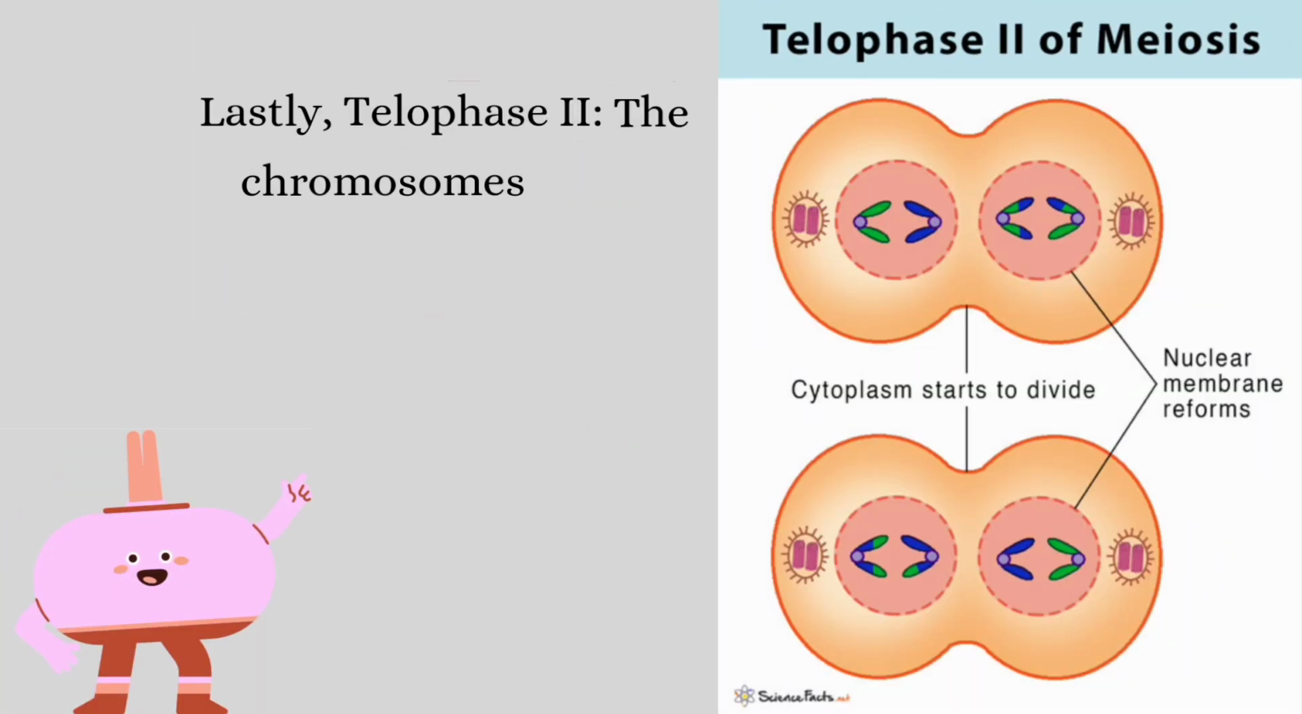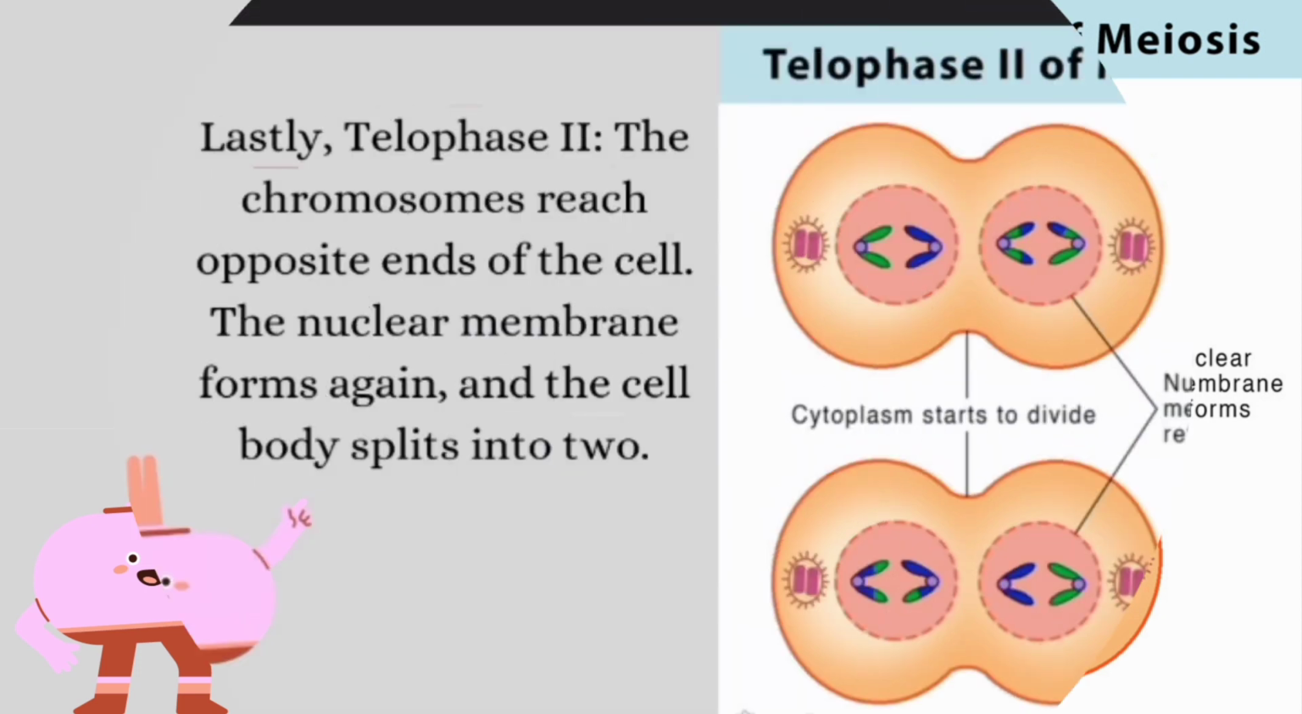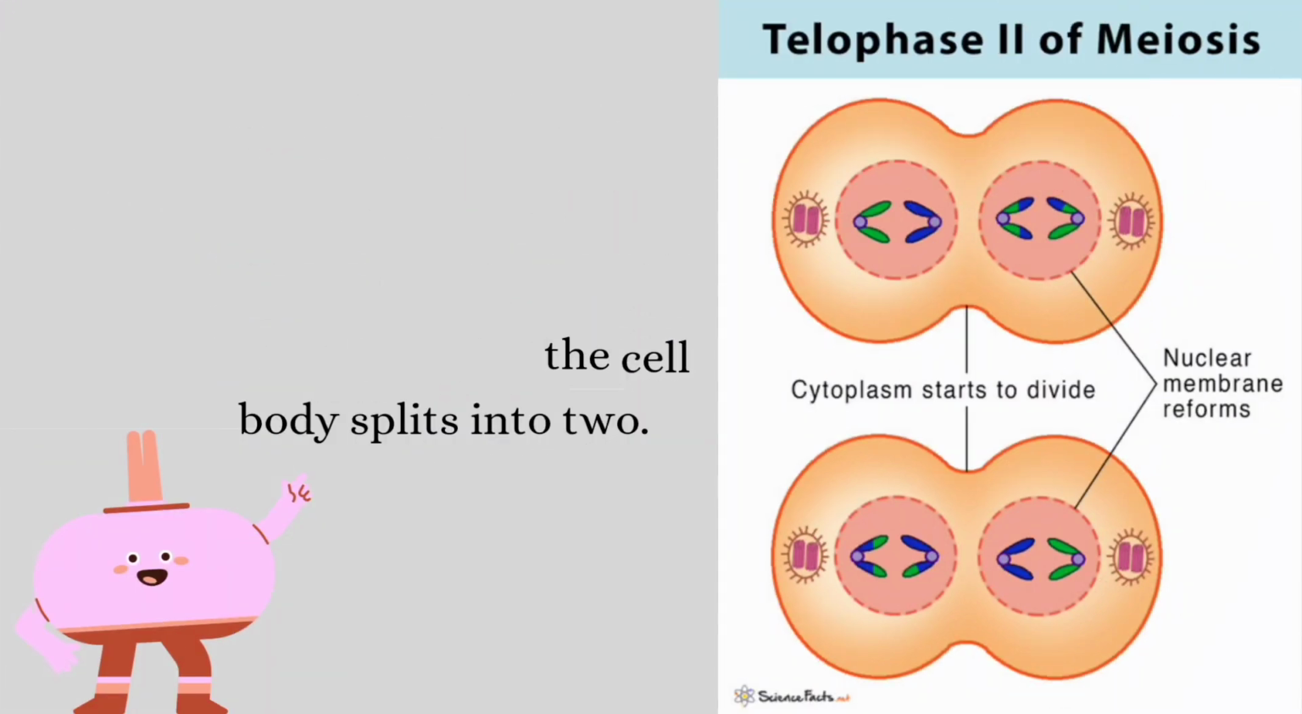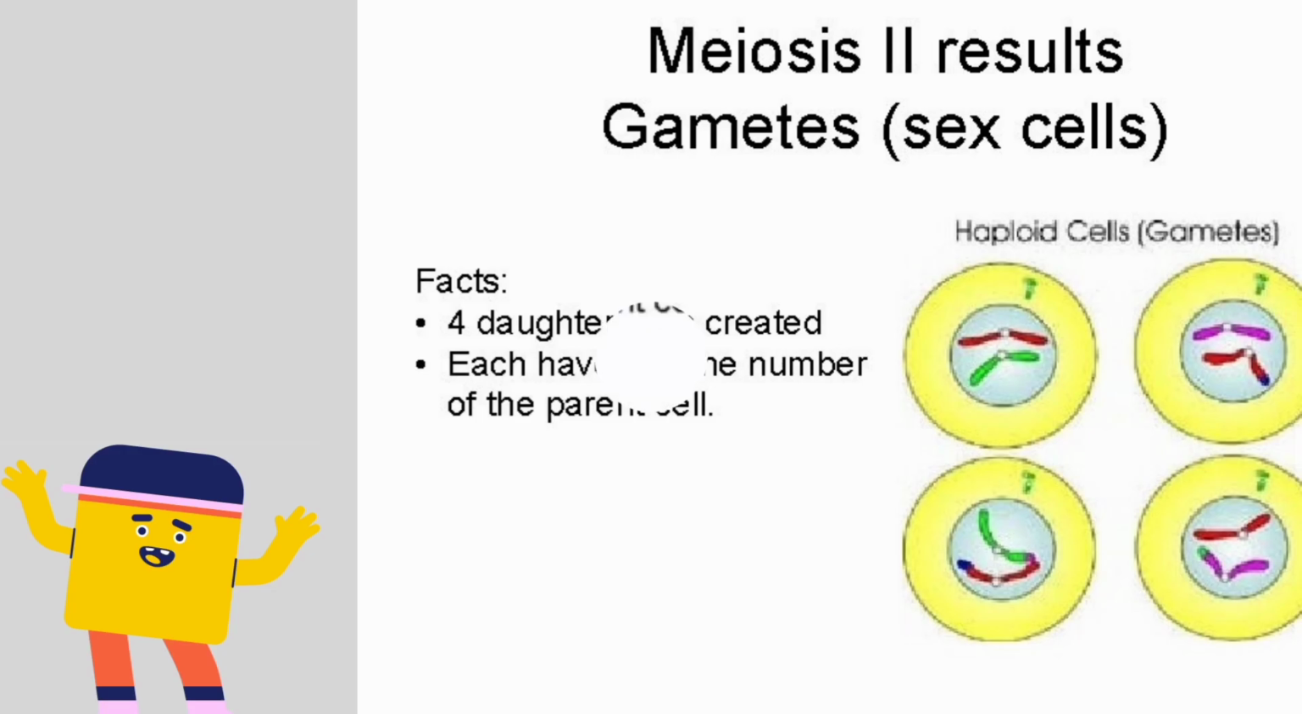Lastly is telophase II. The chromosomes reach opposite ends of the cell. The nuclear membrane forms again, and the cell body splits into two. Meiosis II results in 4 haploid daughter cells, each with the same number of chromosomes.